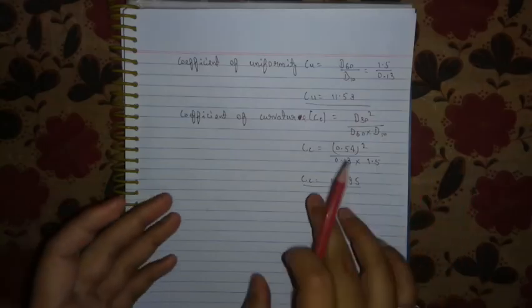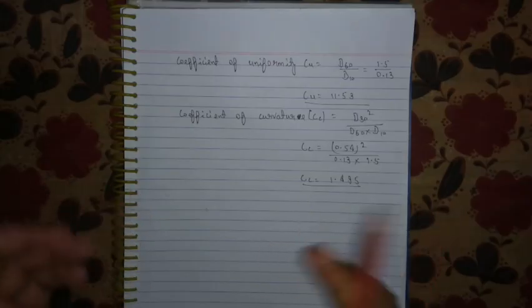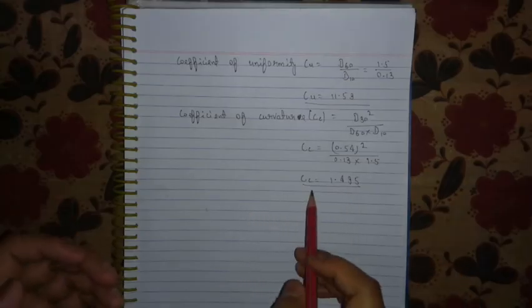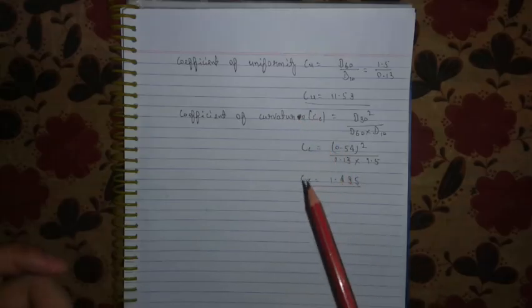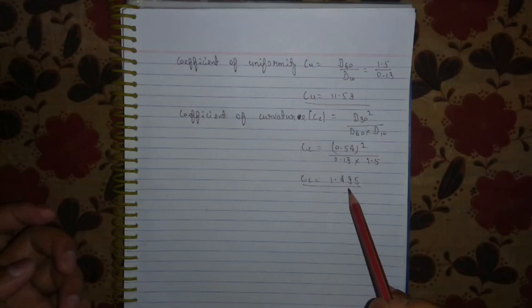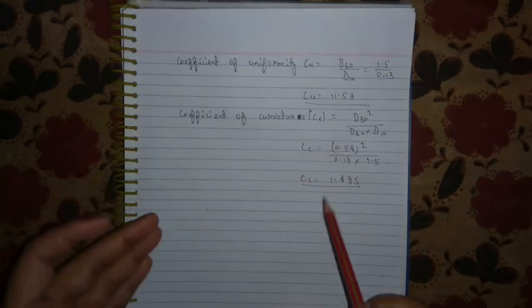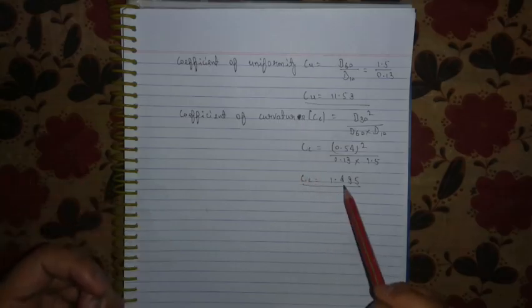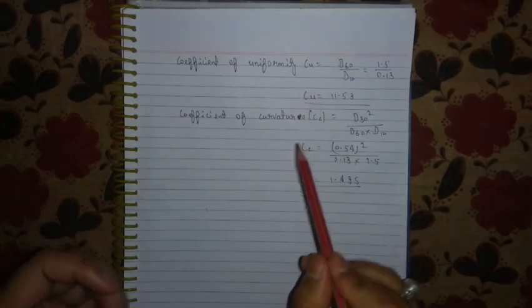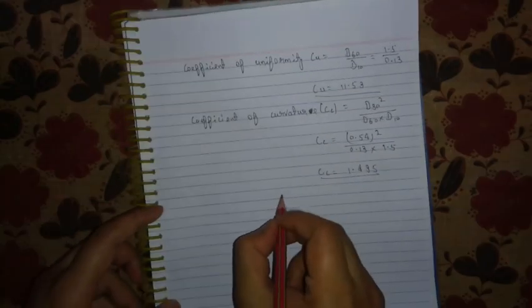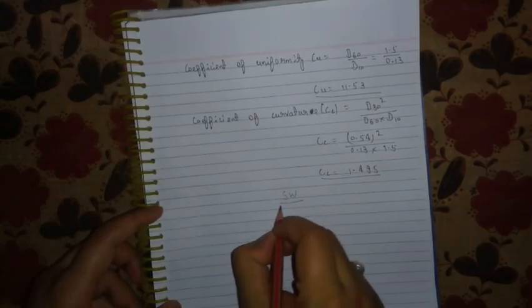Now if we are asked to classify the soil on the basis of these values: as we have already discussed, for gravel the Cc value should be between 1 and 3 and the Cu value should be greater than 4, and for sand the Cc value should be between 1 and 3 and the Cu value should be greater than 6. As is evident from these two values, Cc is between 1 and 3 and Cu is greater than 6, so this particular soil is a well-graded sand, which is defined as SW in geotechnical terms.